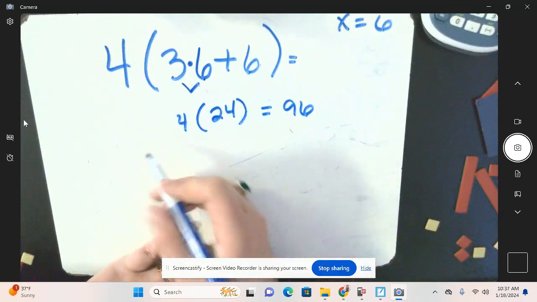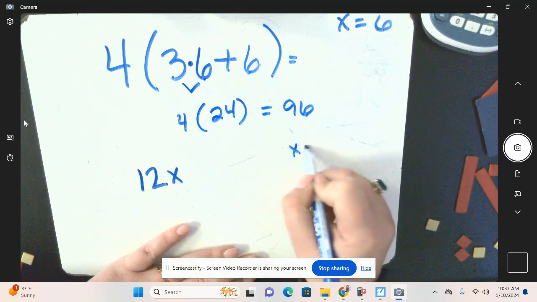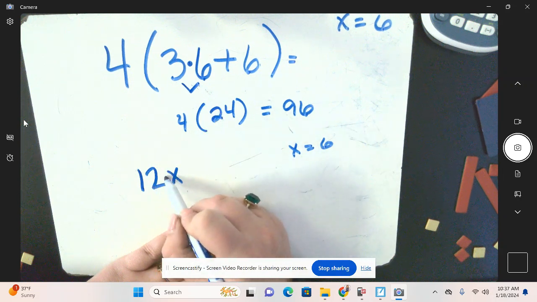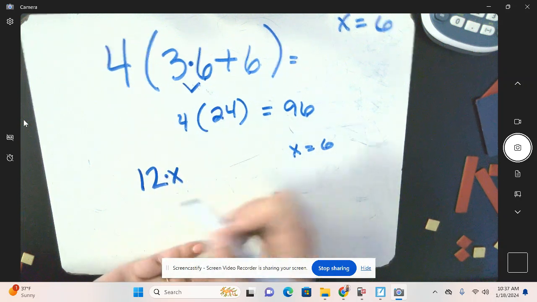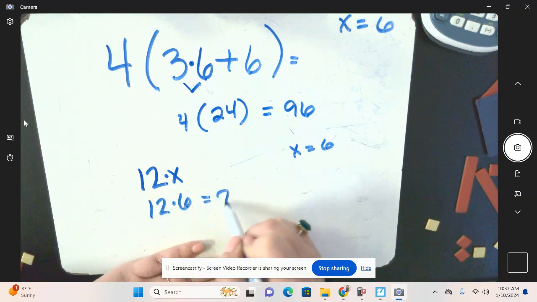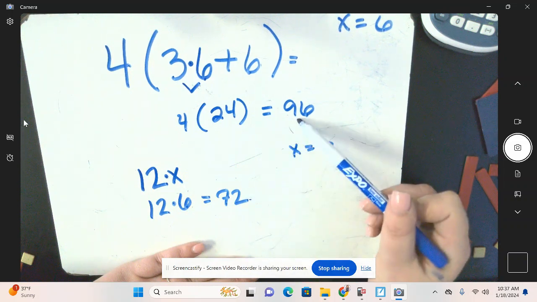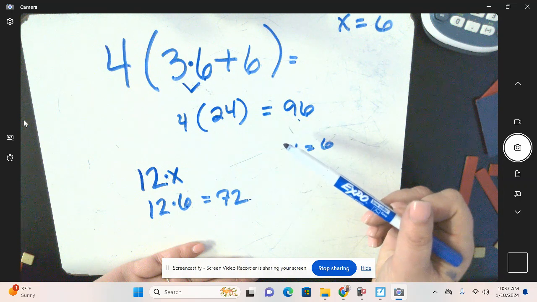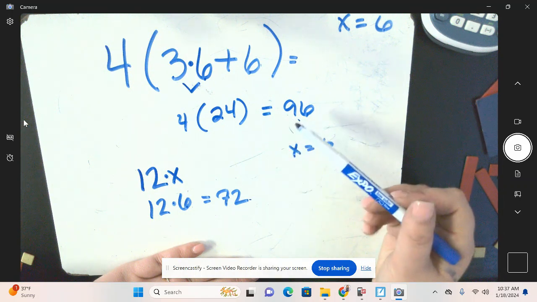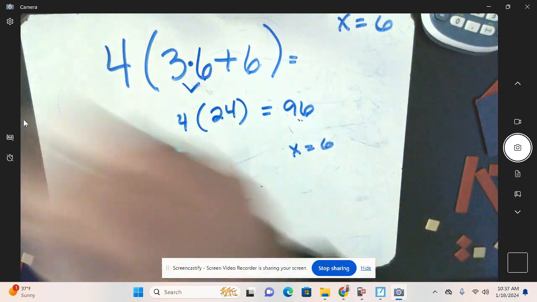So then I'm going to look at my next expression of 12x. And x still equals 6. And just like up here, when a coefficient is next to a variable, multiplication is happening. And so I do 12 times 6, which gives me 72. 72 and 96 are not the same. So the question says, are they equivalent? And the answer to that is no, they are not equivalent because 96 and 72 are not the same thing.